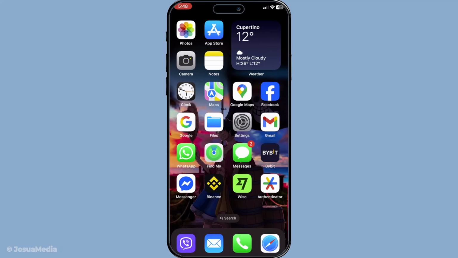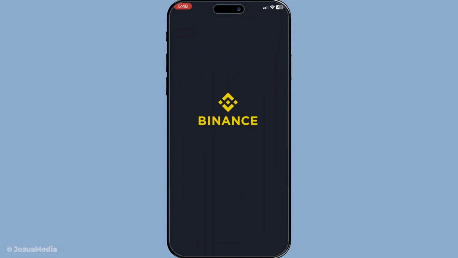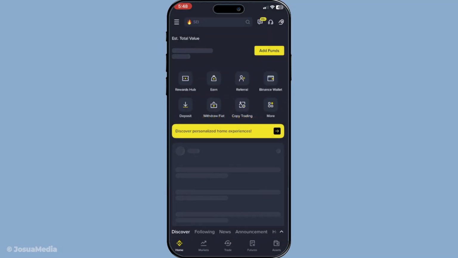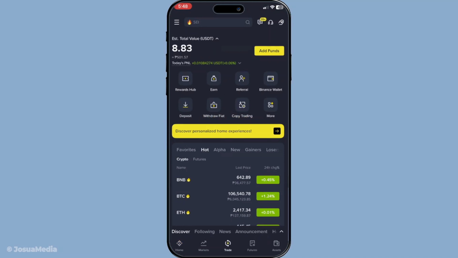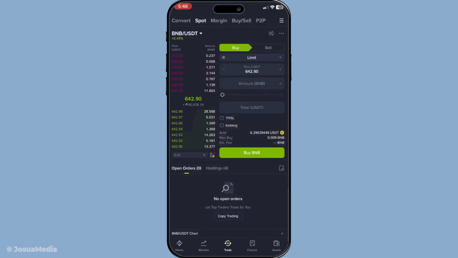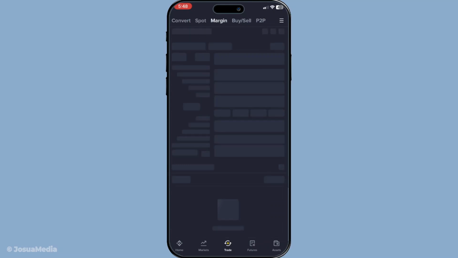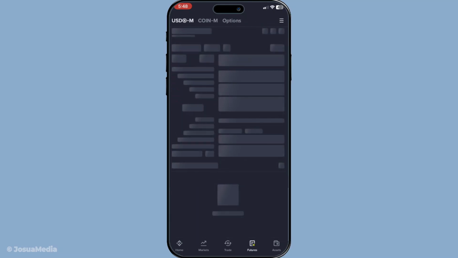First, you'll need to open your Binance app and navigate to the trade section. This is your command center for all trading activities. Depending on your trading style and goals, you can choose to trade on spot, margin, or futures markets. Each has its own set of benefits and risks, so make sure you select the option that aligns with your strategy.